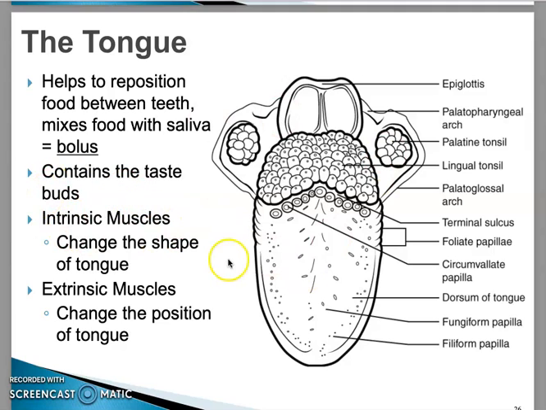Your tongue also contains taste buds, and the muscles of the tongue help to change the shape of the tongue as you're chewing to move that food in your mouth.